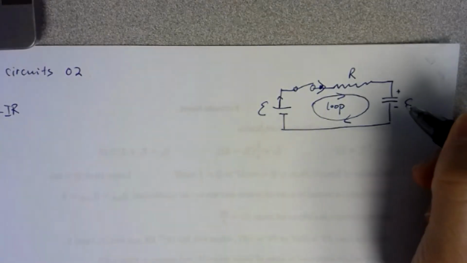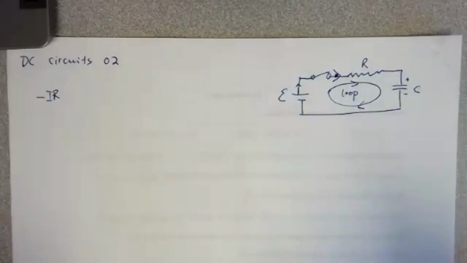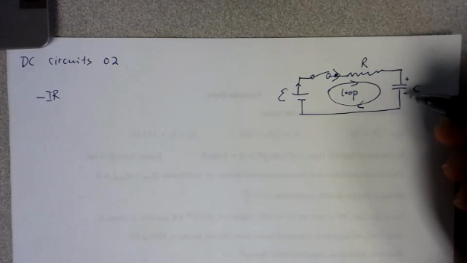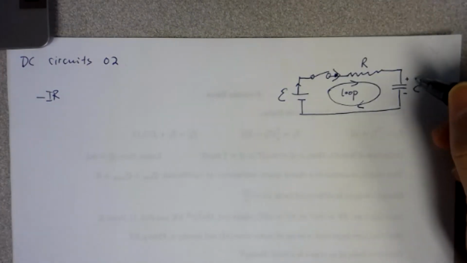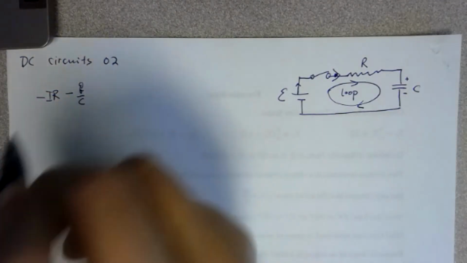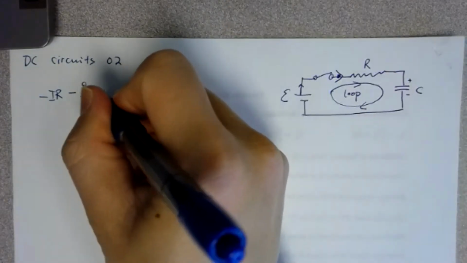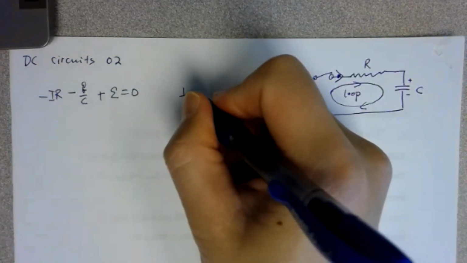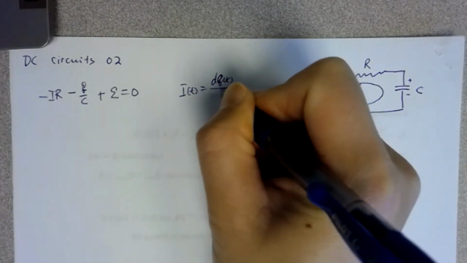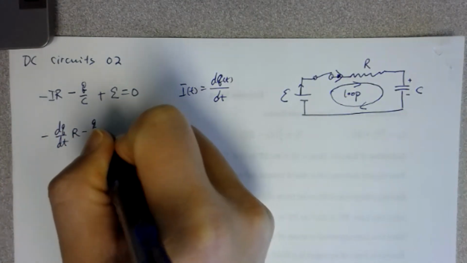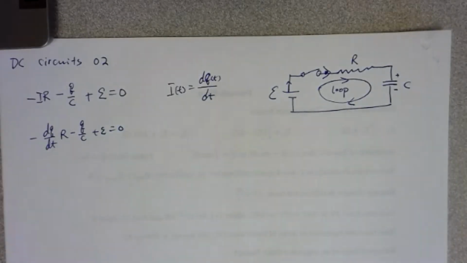Now across the capacitor, it behaves just like a battery in the circuit. Because you have positive and negative charges, it stores energy, and later on you can draw energy from it, the same as a battery. So if you go from positive to negative, that's minus, right? Minus the V across this, so that's Q over C. And then encountering the battery, negative to positive, so plus epsilon equals 0. Now I, according to the definition, is dq over dt. So then minus dq over dt times R, minus q over C, plus epsilon equals 0.